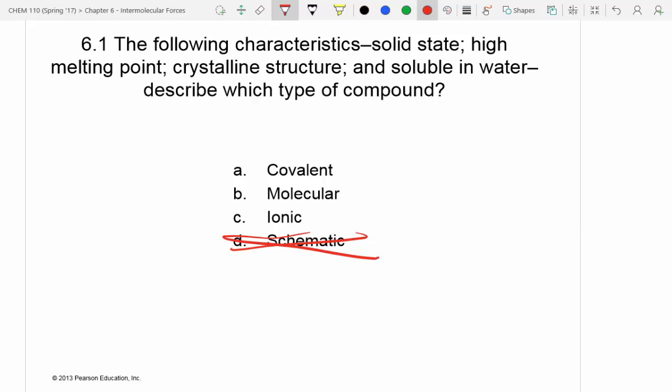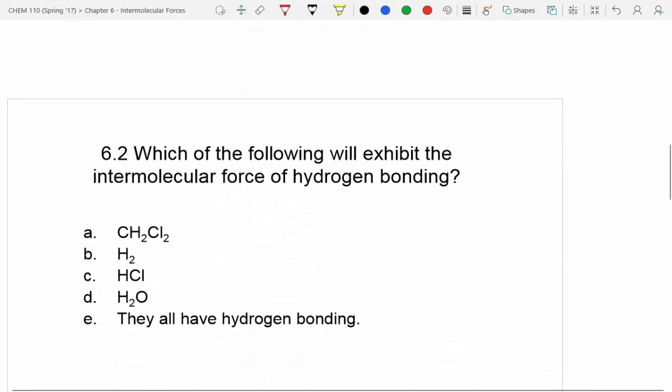All right, then the next thing says high melting point. What typically has a higher melting point, a covalent compound or an ionic compound? Ionic, right? Which one tends to have a really crystalline lattice structure? Ionic, right? And then which one tends to be soluble in water? Ionic tends to be more soluble. So we would circle ionic. That would be the best answer. All right, let's do a couple more.